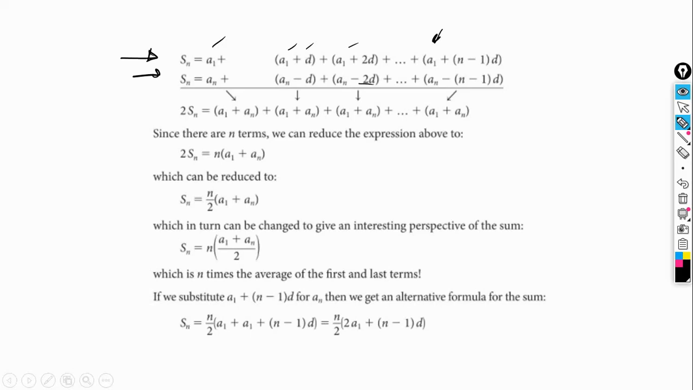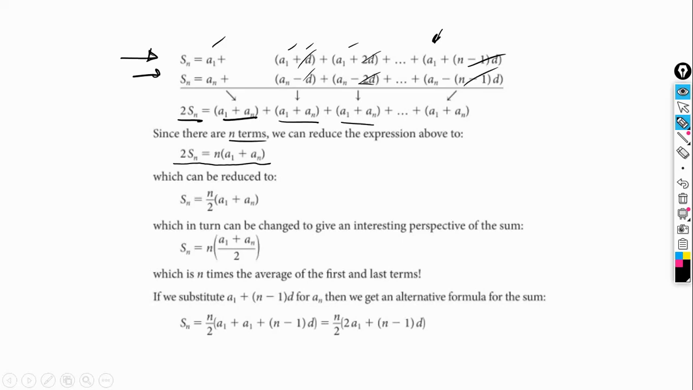We're going to get twice the sum, and notice that from here we get a1 plus an, and then this is going to cancel out, so we're going to get a1 plus an. This will cancel out, so we get again a1 plus an, and so forth, because in the last sum this also cancels out. So what happens? That means that this repeats n times, right? Because there are n terms. So that means that we can reduce the expression above to this: 2 times the total partial sum is equal to n times a1 plus an.